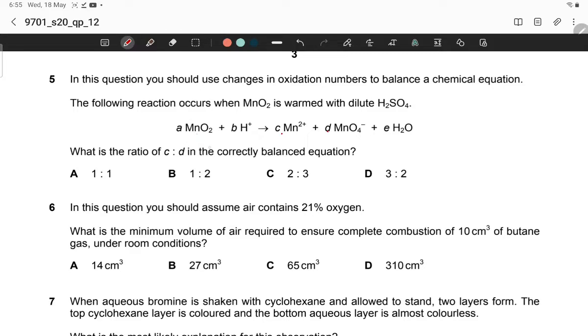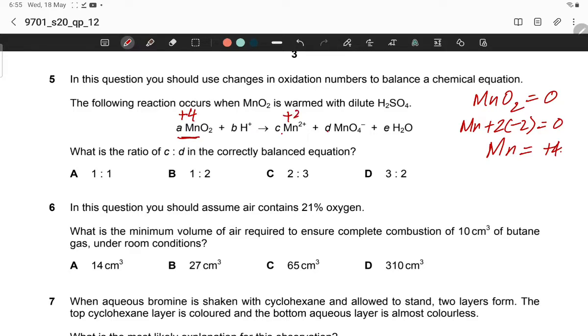MnO2. In MnO2 the oxidation state is: Mn plus 2 times minus 2 is equal to 0, so Mn is equal to plus 4. The oxidation state of manganese in manganese(IV) oxide is plus 4.